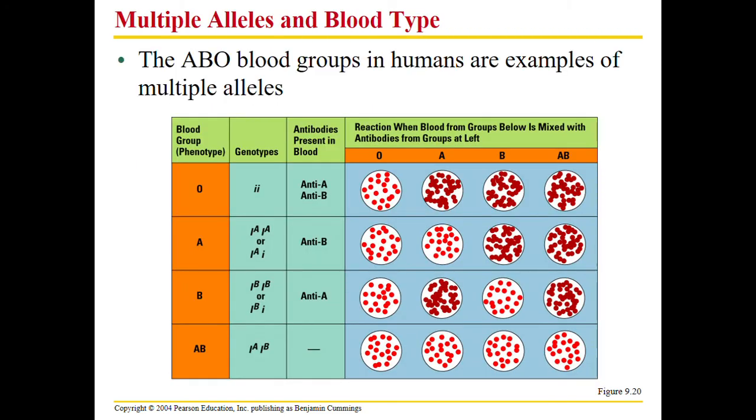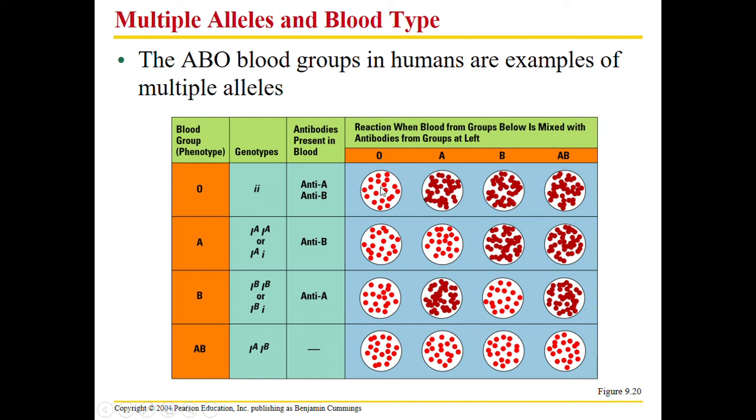We've got multiple alleles, multiple options for genes. So this shows the genotypes we just talked about. IAIA or IAi for type A blood right here. Same with B. IAIB for AB, and then just little ii for O. The antibodies we just talked about are in this column right here. And this shows what would happen if we were to mix different blood with different antibodies.